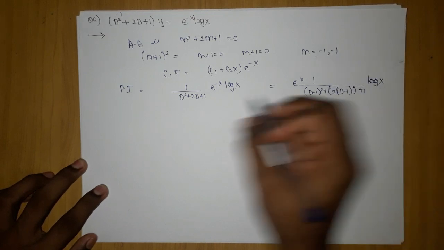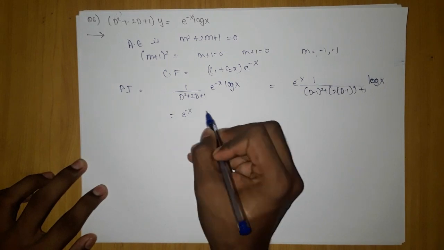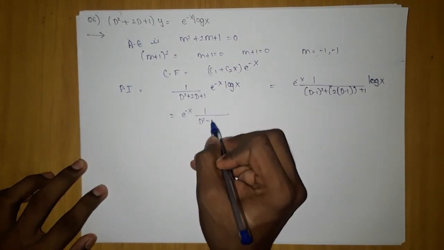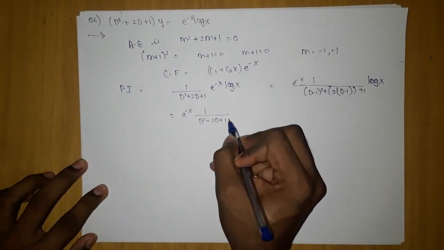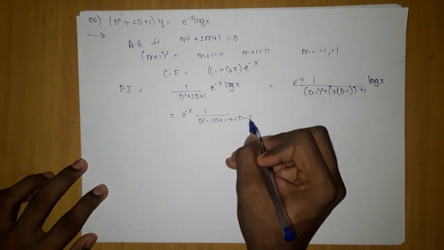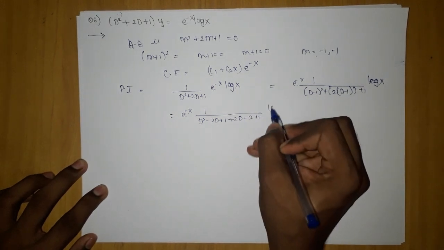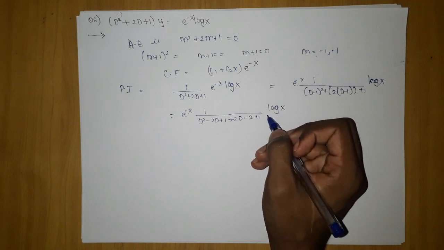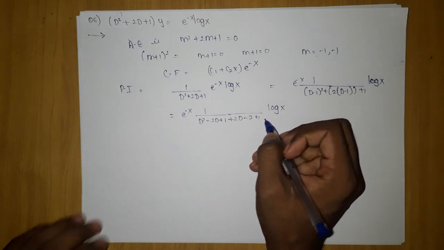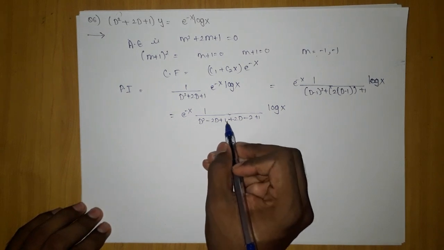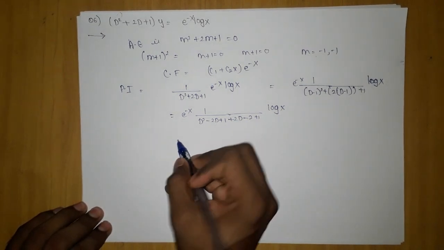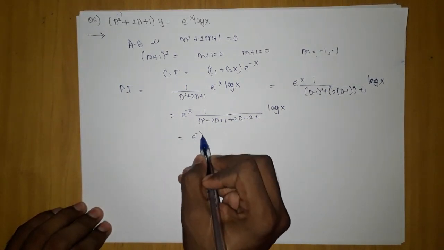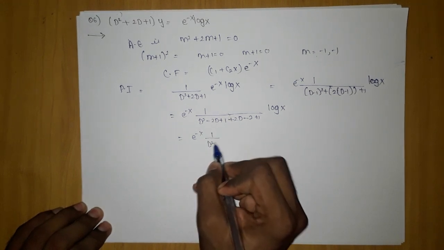After this, e to the power minus x will be as it is, and we have D square minus 2D plus 1 plus 2D minus 2 plus 1, acting on log x. What we see here is that this and this cancel out, and this and this cancel out with the minus. So we are left with e to the power minus x into 1 by D square of log x.